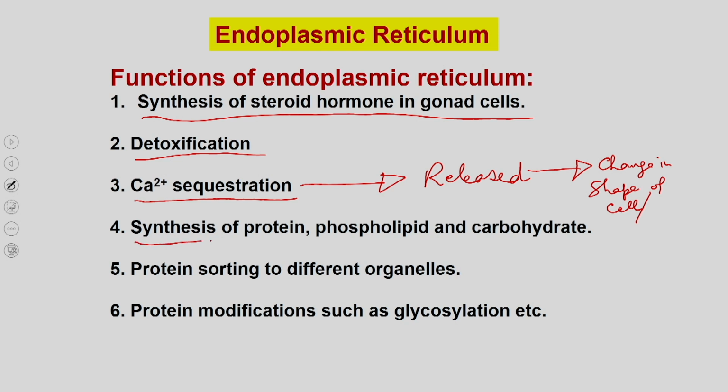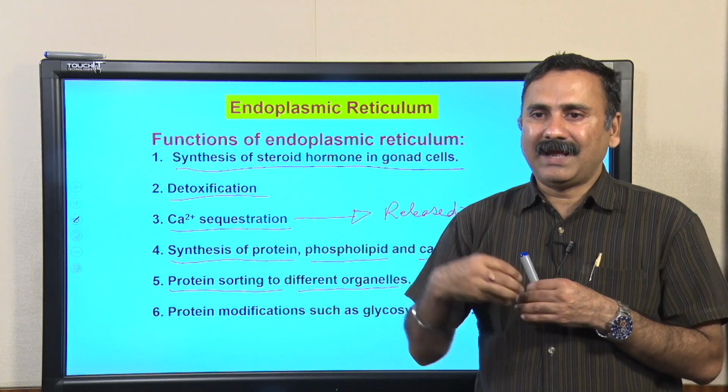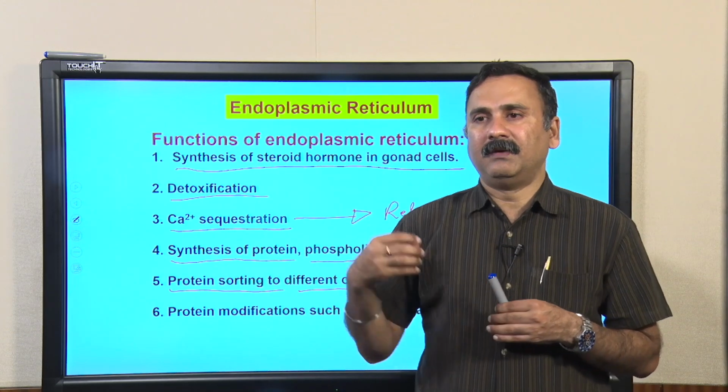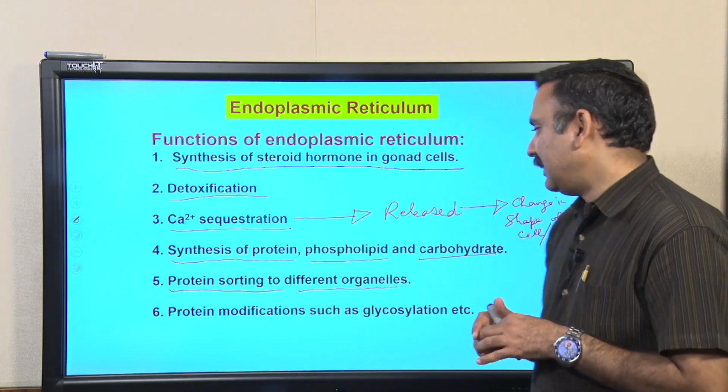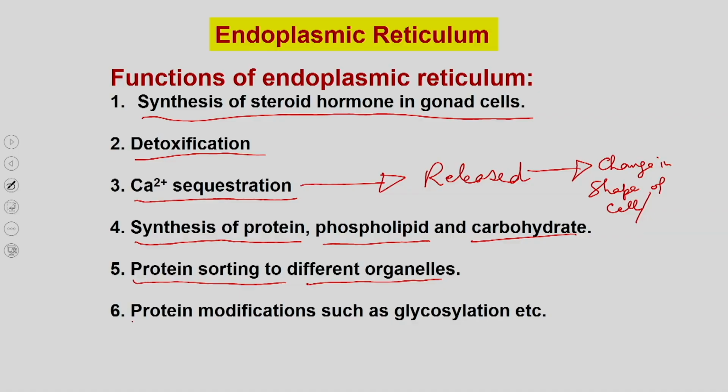Endoplasmic reticulum also has a role in synthesis of protein, phospholipid as well as carbohydrate, and the major role of the endoplasmic reticulum is in the protein sorting to different organelles, and that is being done with the help of the Golgi bodies, which actually is receiving these substances from the endoplasmic reticulum and then processing and tagging them for the different organelles. And then lastly, the endoplasmic reticulum is also involved in the glycosylation of different proteins.